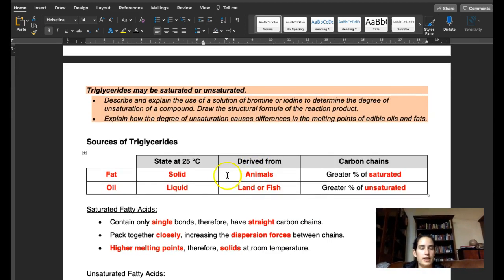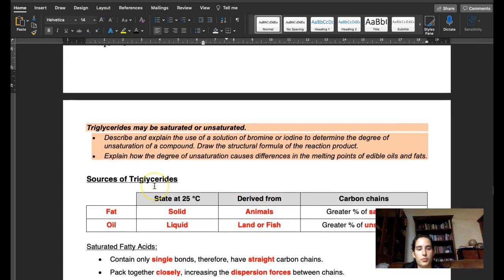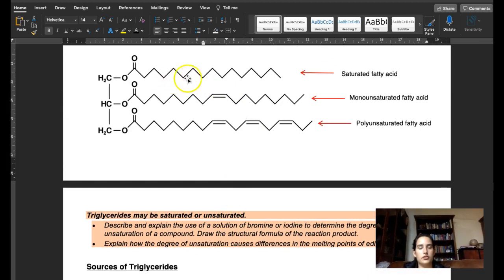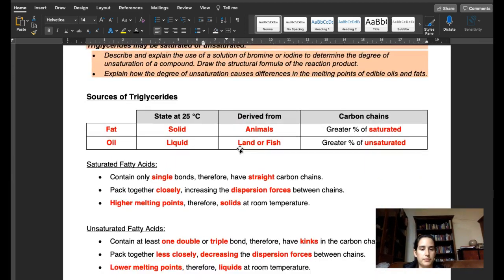Now, the reason that gives different properties is because if you've got lots and lots of these straight ones, they pack together really well. So they pack together really closely. They have very strong dispersion forces, and therefore they are more likely to be a solid. Whereas the higher the degree of unsaturation, the more kinks you get in the chain. And so therefore the weaker the bonds are, and therefore it forms more of a liquid.